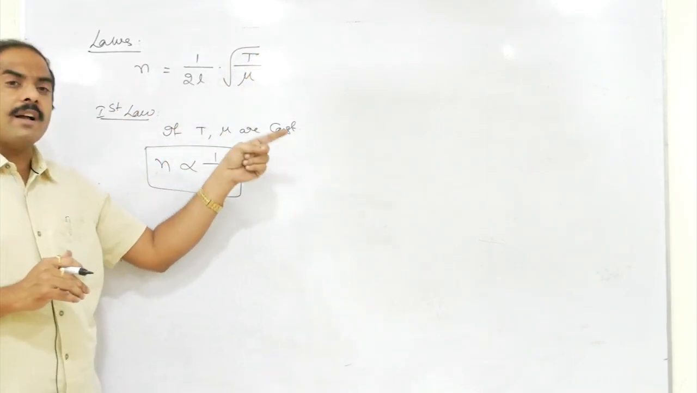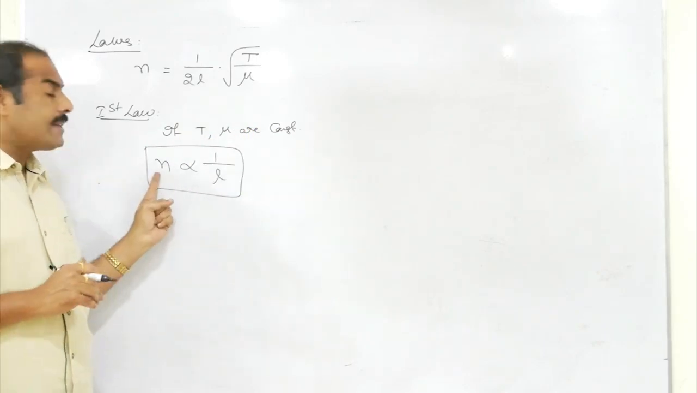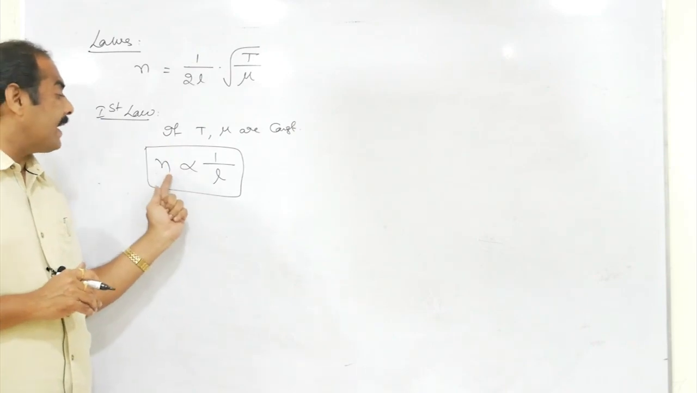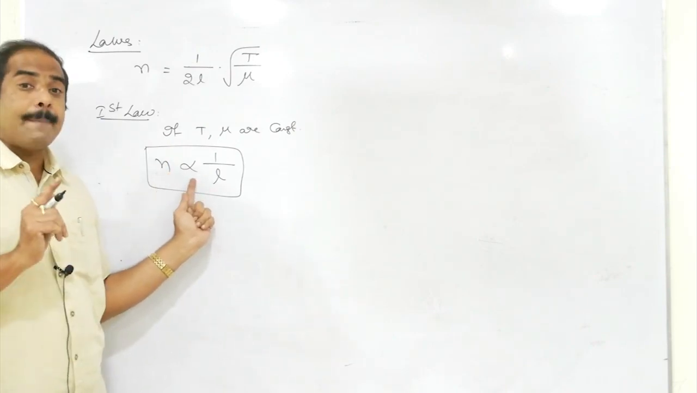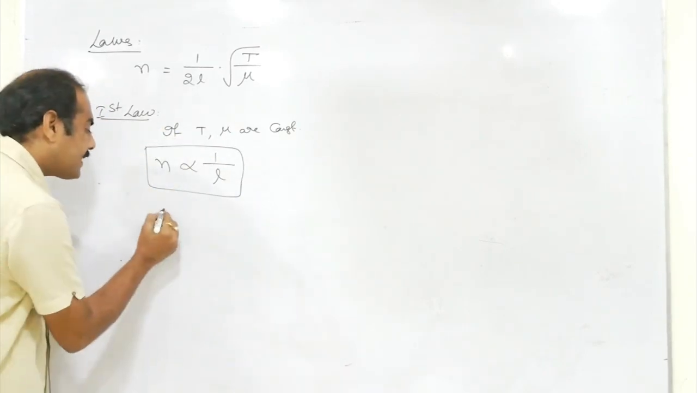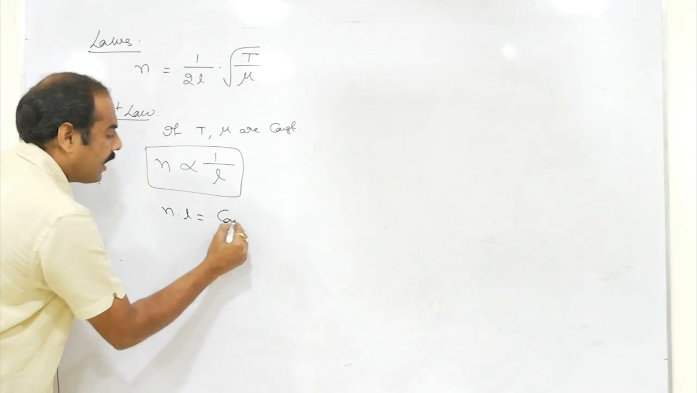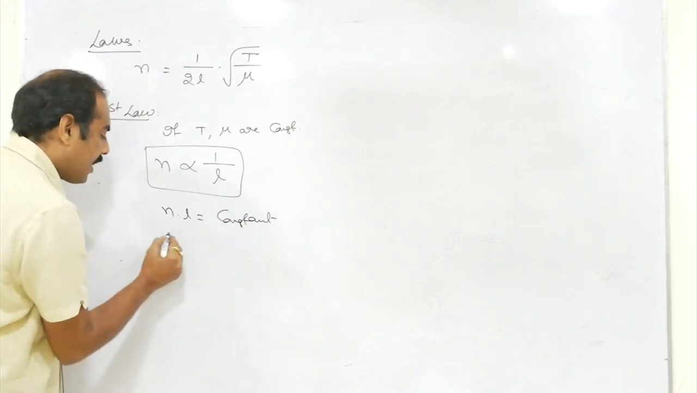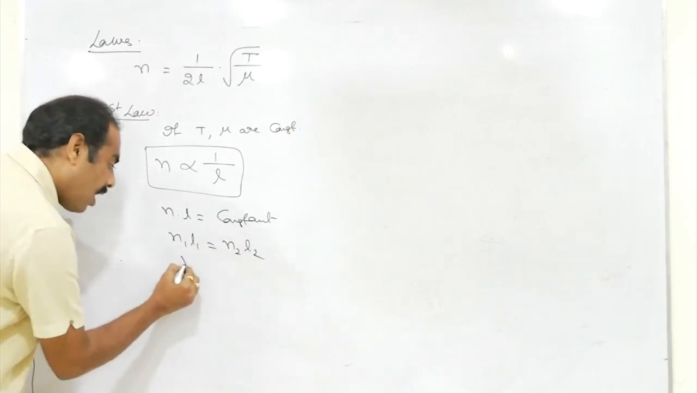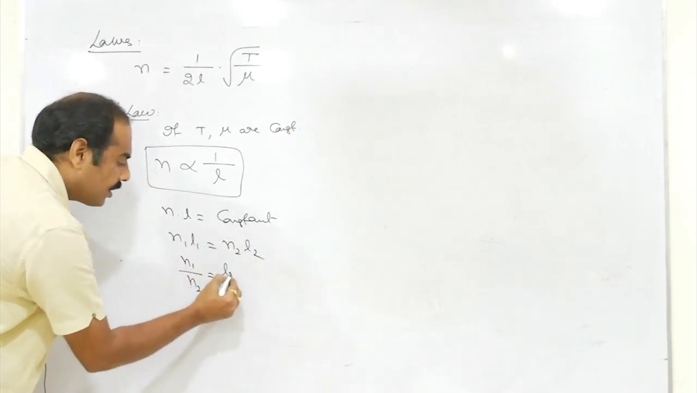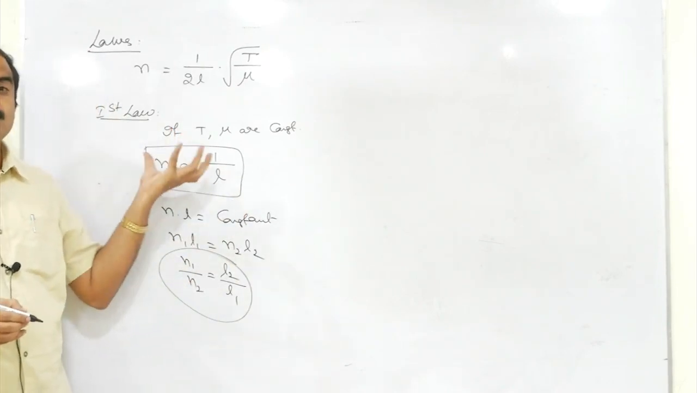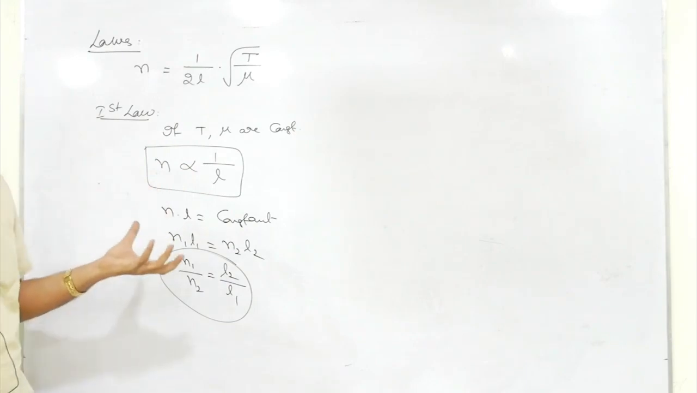The frequency of a stretched string vibrating in one segment is inversely proportional to the vibrating length. So if we cross multiply, n into L is equal to constant. What we can write? n1 L1 is equal to n2 L2, or n1 by n2 is equal to L2 by L1. That's all. This is about the first law. You can call this the law of length.